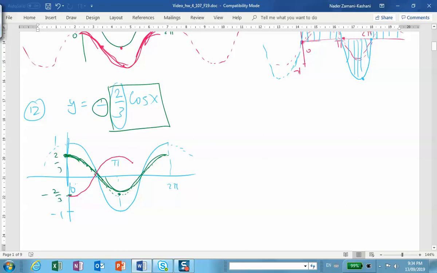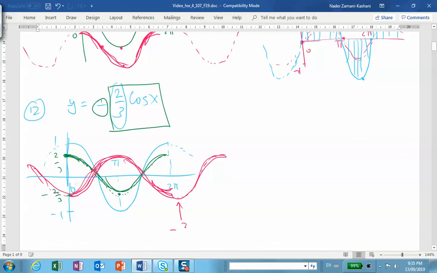So if you repeated that, it keeps going this way and it keeps doing that way. But you can see the minus 2/3 cosine of x is like this, and it keeps going on and on and on. Okay? This is the answer, minus 2/3 cosine of x.